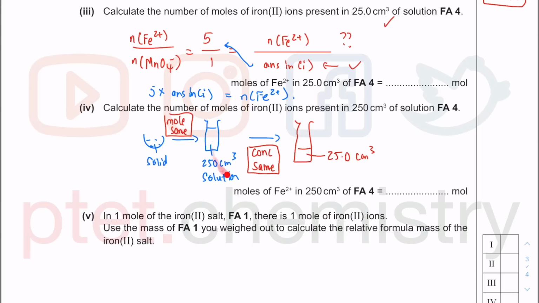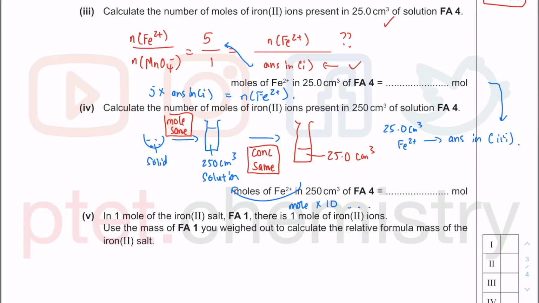So I'm looking at here now, since the concentration is the same, going from here to here, the mole will be multiplied by 10 because the volume is 10 times bigger. I could have done in 25.0 cm cube of iron 2 plus. This is the answer in part 3.